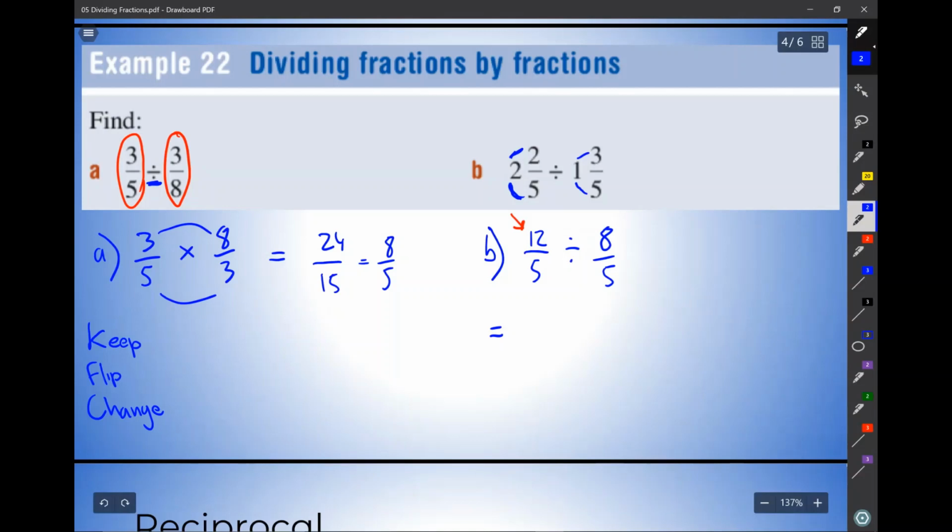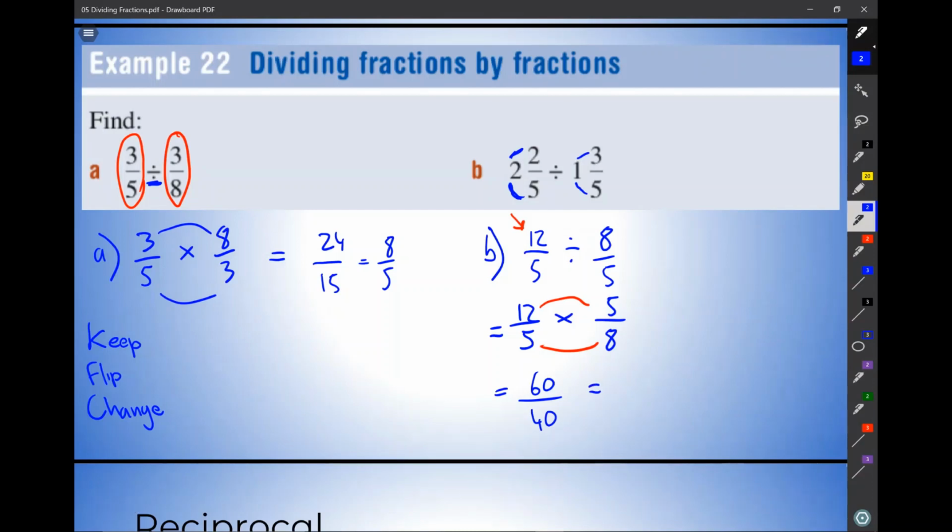Now we're going to KFC again, keep the first fraction, flip the second fraction, change the divide to a times. And now we times top with top and bottom with bottom. So we end up with 5 times 12 is 60, 5 times 8 is 40, and we can actually simplify this down. If we divide top and bottom by 20, we end up with 3 over 2.